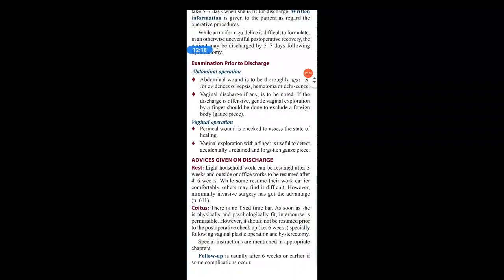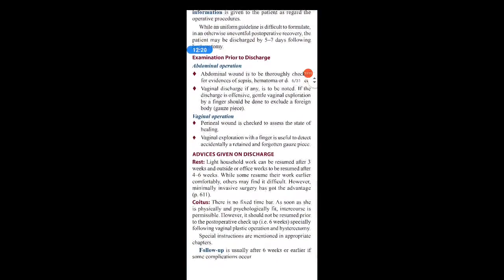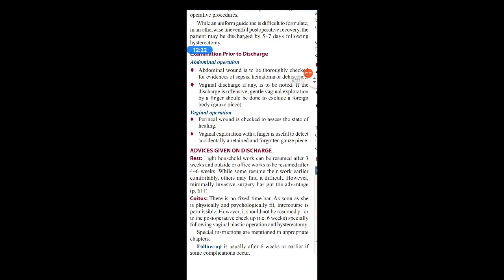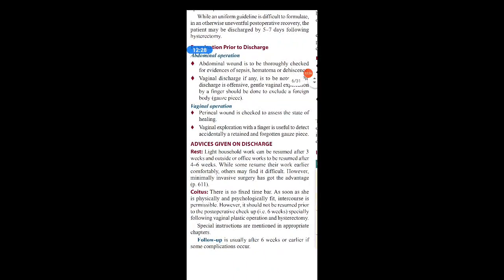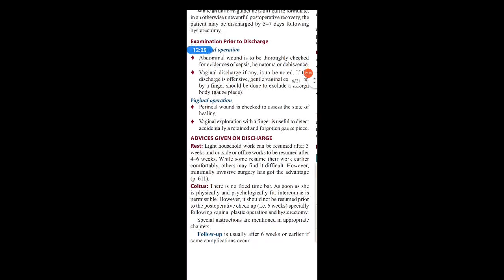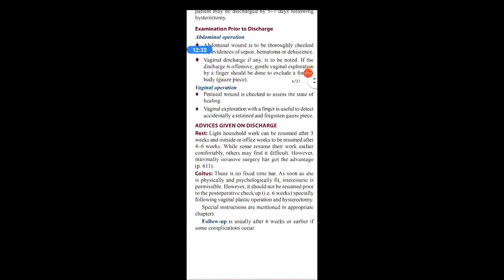Then in vaginal operation, the perineal wound is checked to assess the state of healing, whether the wound is healing or not. It is to be checked before discharging the patient. Vaginal exploration with the help of a finger is useful to detect any accidentally retained or forgotten gauze piece.